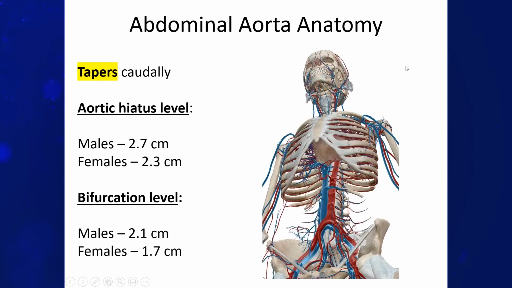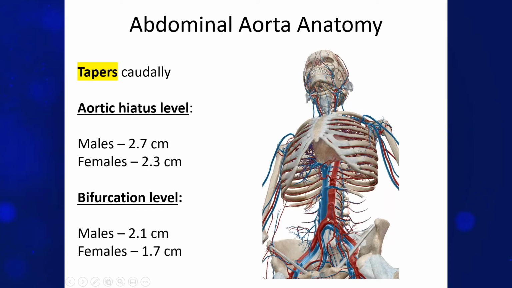Very briefly about the anatomy, as you can see, this is the abdomen. You have all the structures moved. You can see the abdominal aorta and IVC. The abdominal aorta enters the abdominal cavity through the aortic hiatus, and in males, the diameter is a little bit more as compared to females.